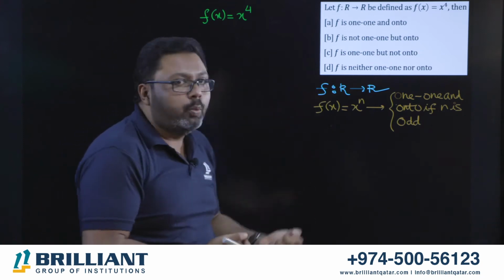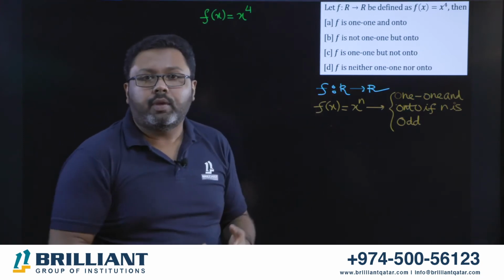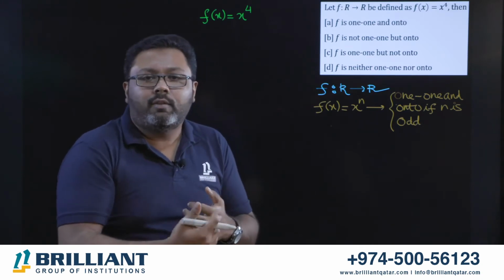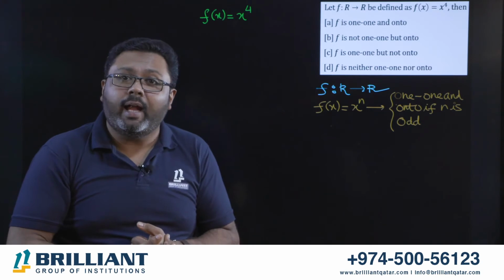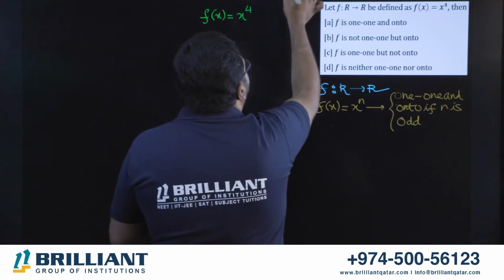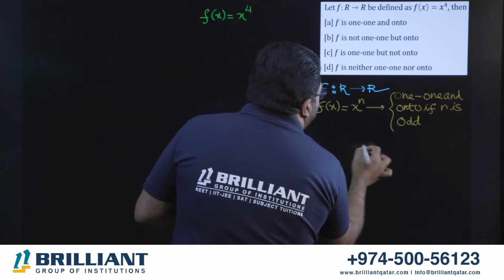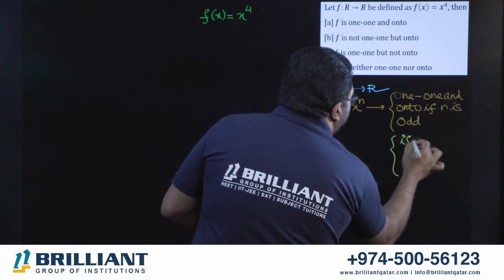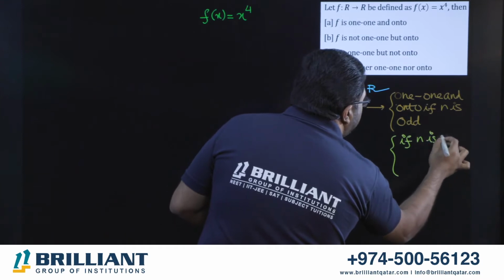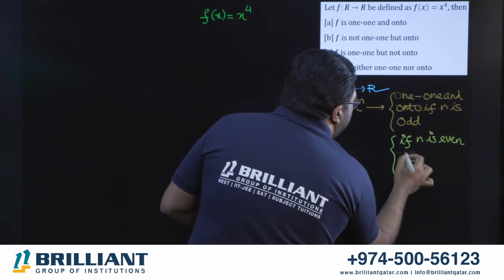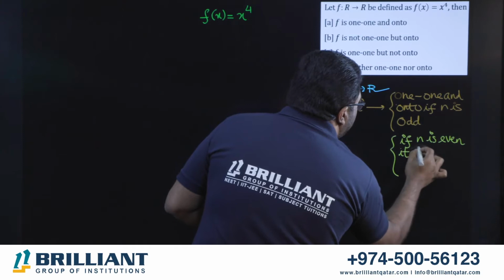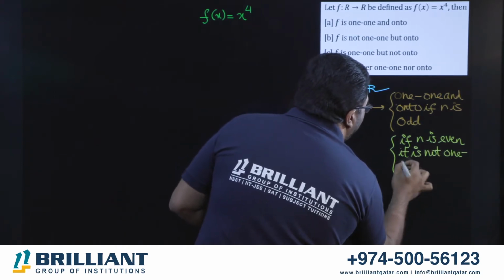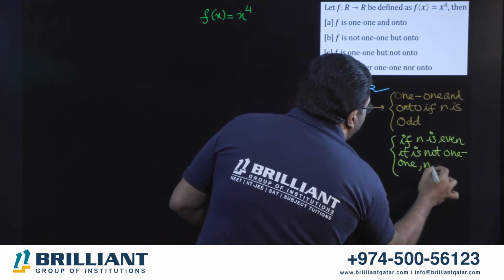Got it? Like x cubed, x power 5, x power 7, even x power 1. All these are functions which are 1-1 and onto. But second case, if n is even, then it is not 1-1, not onto.